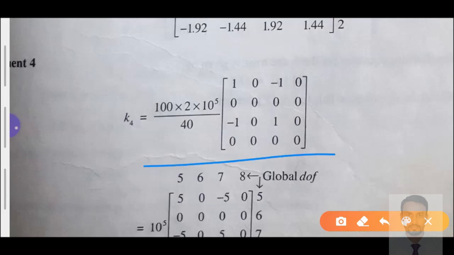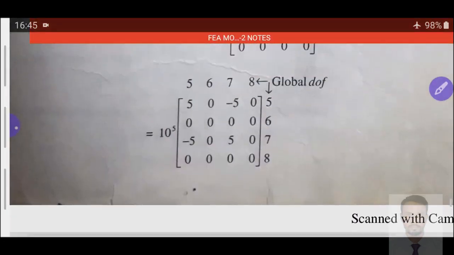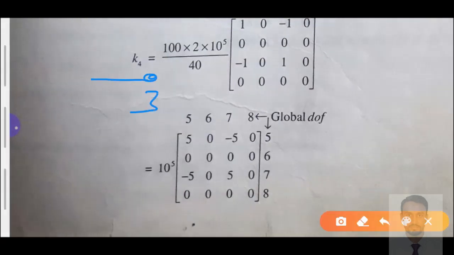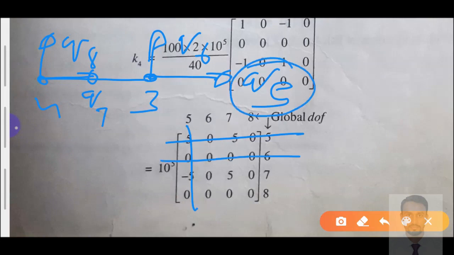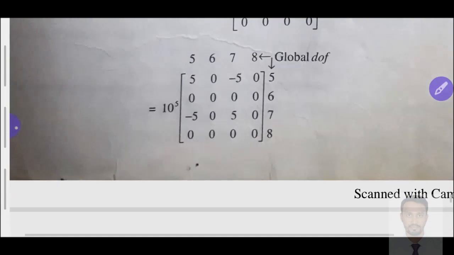Similarly, find out the elemental stiffness matrix for element number 4 by collecting the data from the tabular column. We have here the elemental stiffness matrix for element number 4, which is equal to this one. Then element number 4 will start from node number 3 and end at node number 4, with Q5 and Q6 at node number 3, Q7 and Q8 at node number 4. So first row first column is named Q5, second row second column Q6, third row third column Q7, fourth row fourth column Q8 for element number 4.